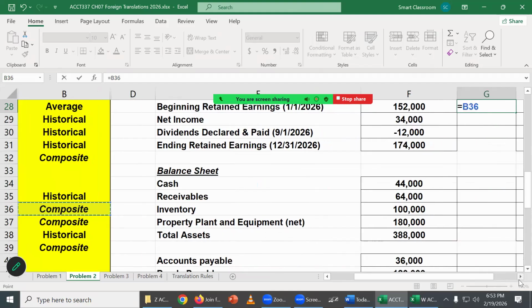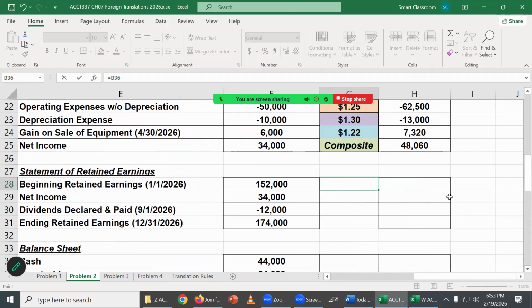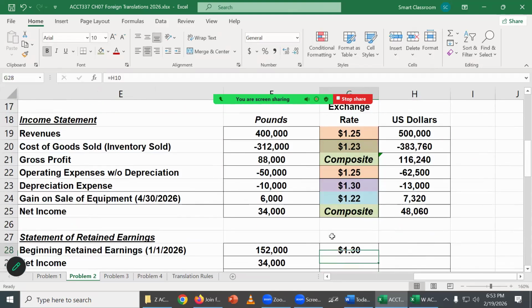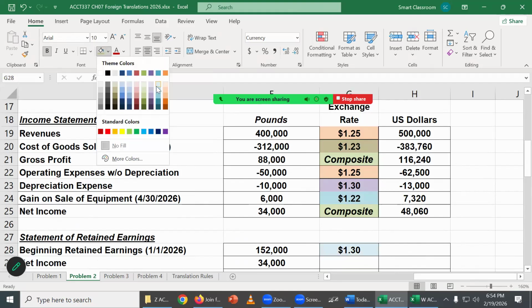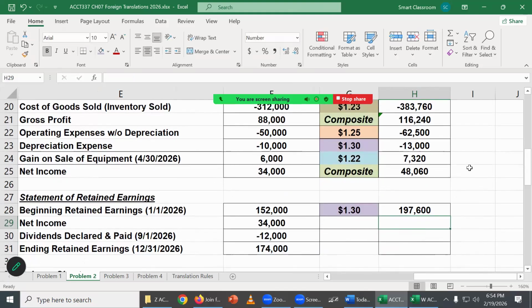Okay, so let's see, that is in retained earnings, and that should be the same as before. So 197,600, that should be exactly the same. Our income is going to be this here.